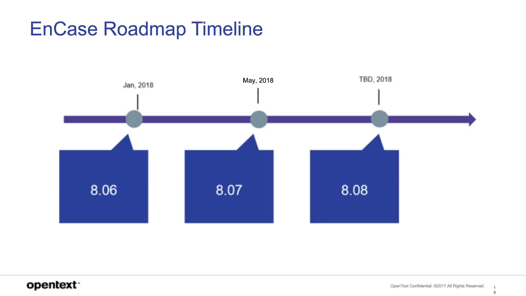Thanks, Harp. So again, just a little bit behind here on the slides, but here's what's to come in EnCase for the roadmap. As Harp mentioned, 8.07 releasing probably early May, and then another release, 8.08, happening sometime in 2018, but to be determined there.